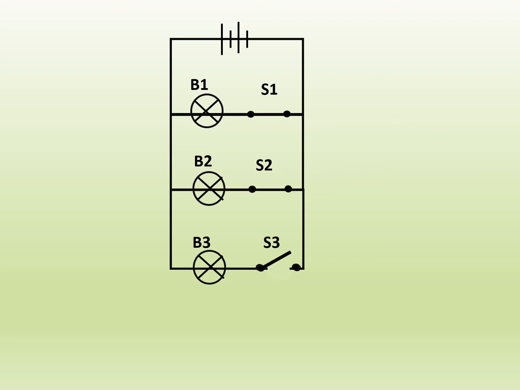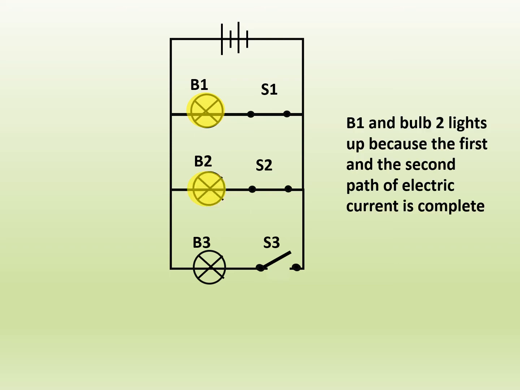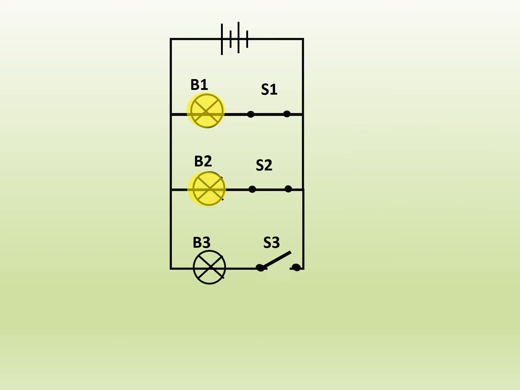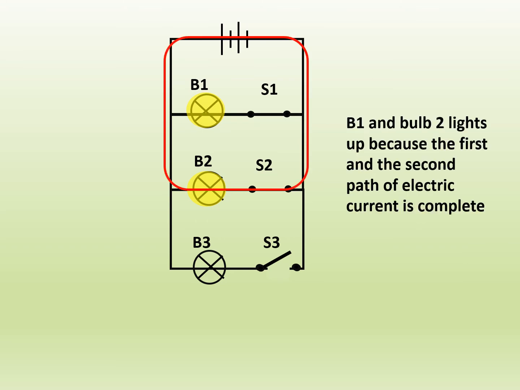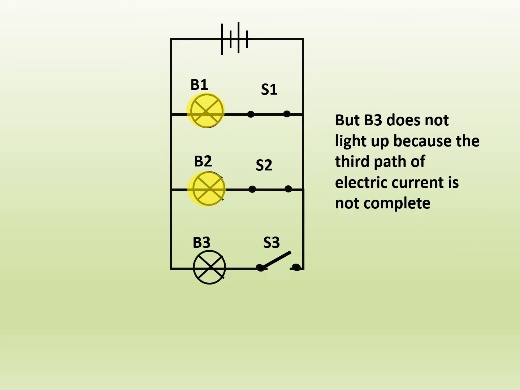And what if we open switch 3? The answer is bulb 1 and bulb 2 will light up because the first and the second path of electric current is complete. But bulb 3 does not light up because the third path of electric current breaks here at switch 3.